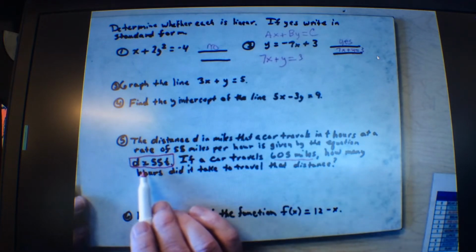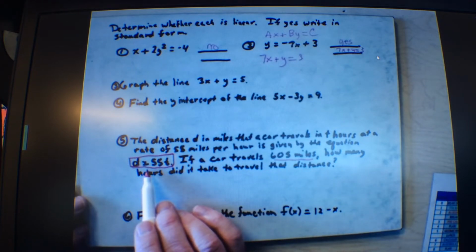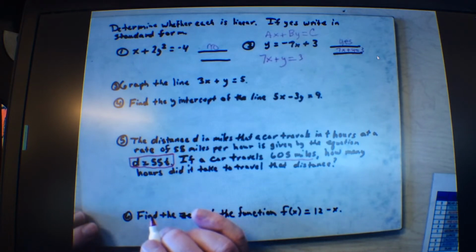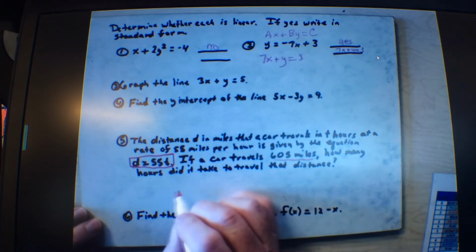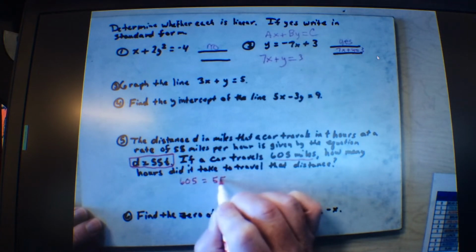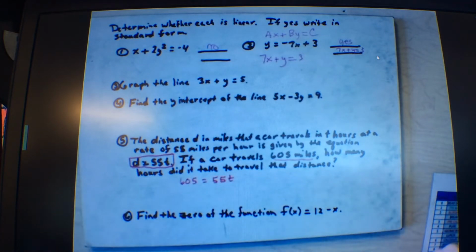Here's your equation. What is that? Tyra. 605 equals 55 T. I had said there were 2 variables to begin with. What were they? Distance and time. I think Caden had one of them, right? Charlie, do you understand that?